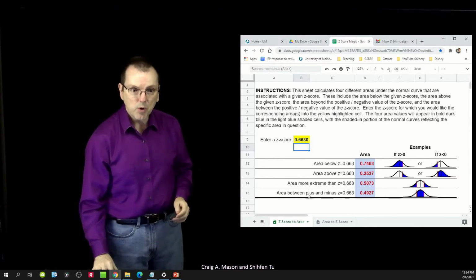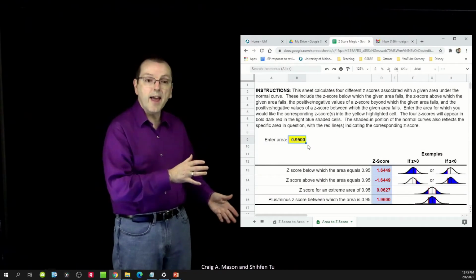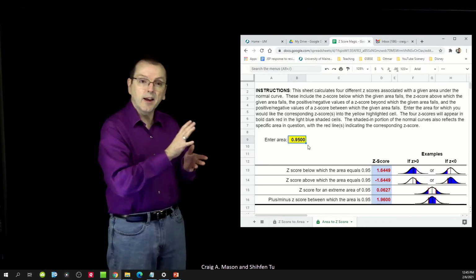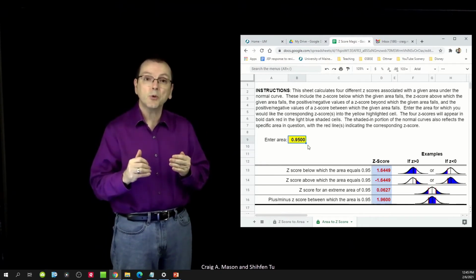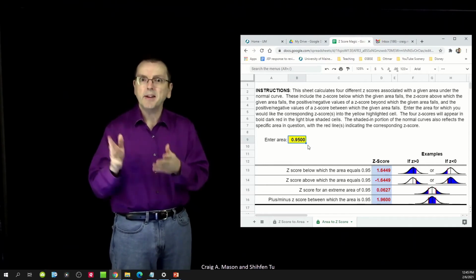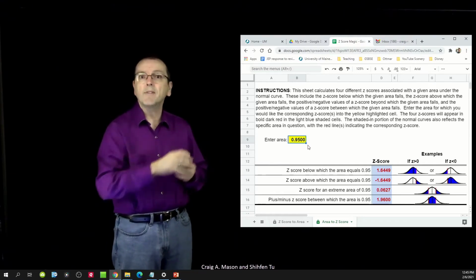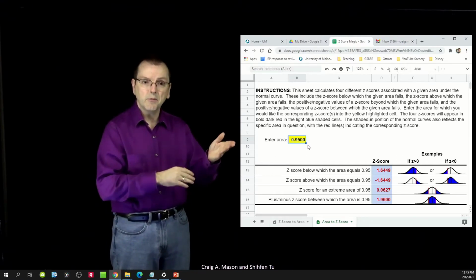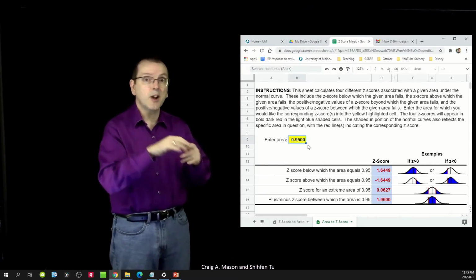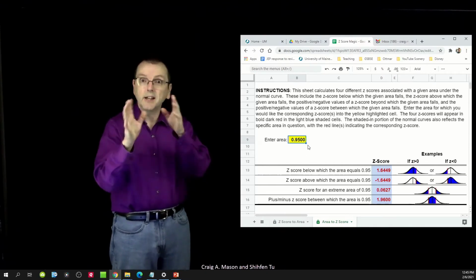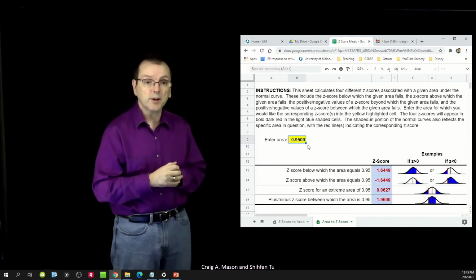Now, let's roll over to the area to z. So here's the area to z-score tab. And in this tab, we enter the area, and it gives us 4 different z-scores associated with that area, depending on the specific type of question that we're asking. So at the top, we have the instructions. Then here, around row 9, we enter the area that we're interested in. Now remember, these are areas, they're not percents, so they have to be as a decimal value, right? They have to be less than 1 for this to work.